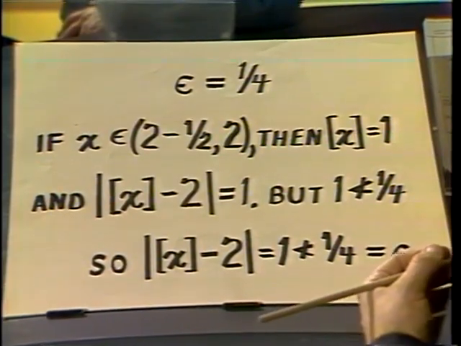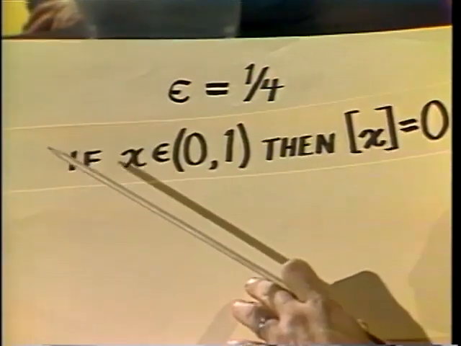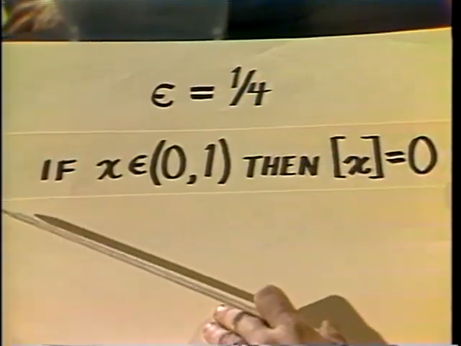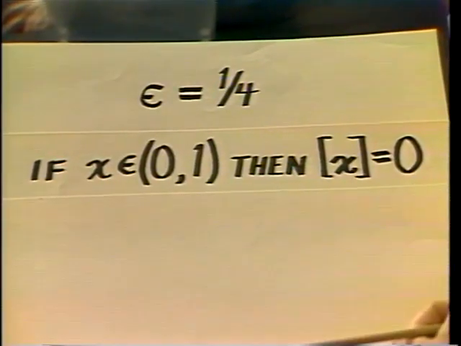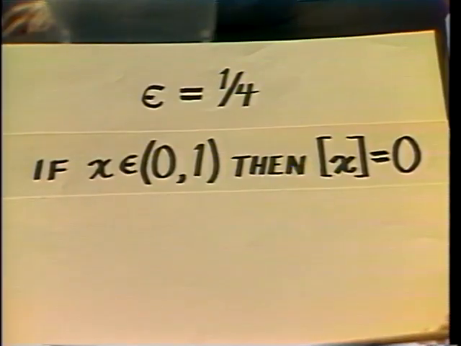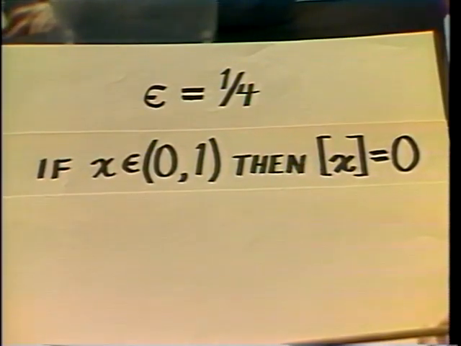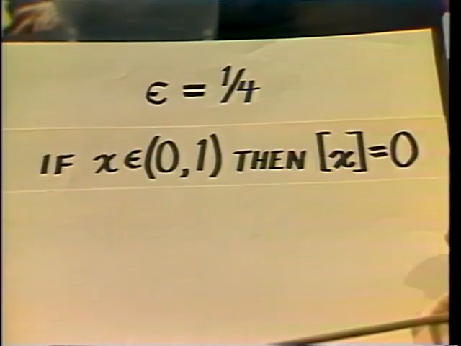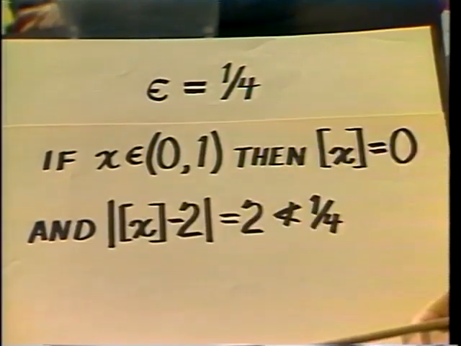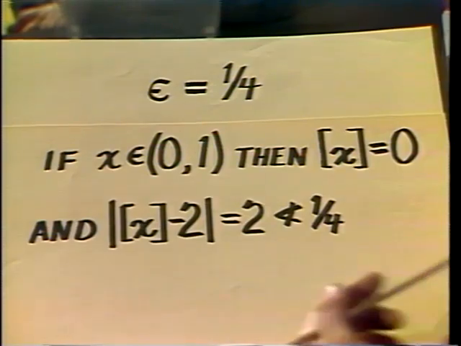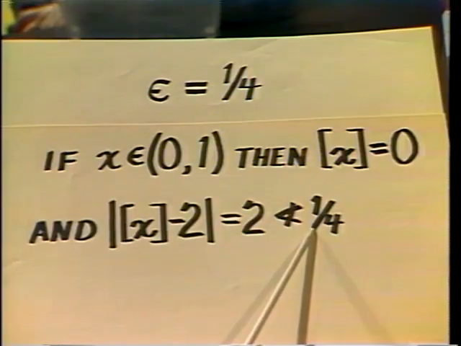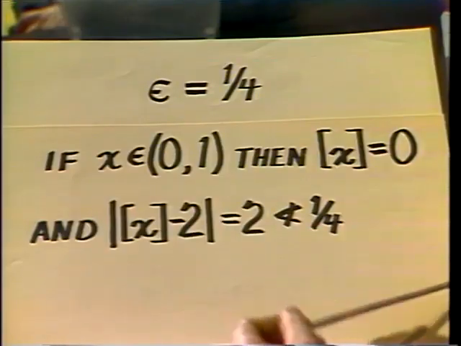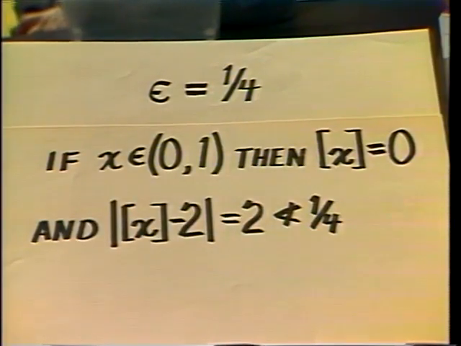Now suppose x lies between 0 and 1. The greatest integer in x is equal to 0. For example, the greatest integer in 15/16 is equal to 0. F at 3/8 is equal to 0. If that is the case, the absolute value of the greatest integer in x minus 2 is equal to 2, and that's not less than 1/4. In fact, the situation deteriorates as x gets smaller and smaller.